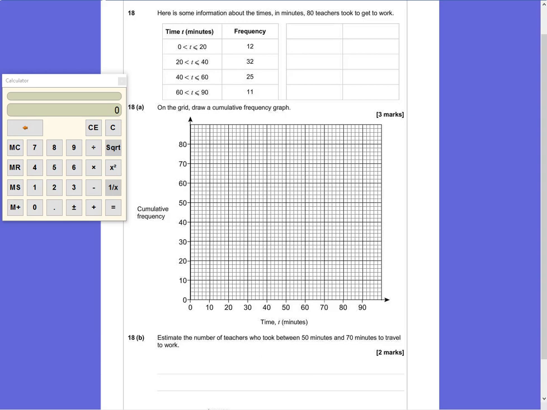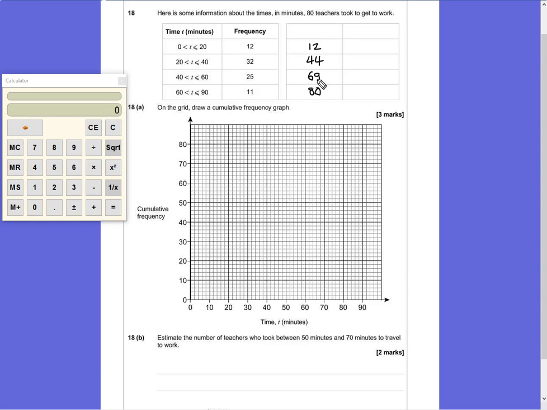Assuming that you start with 0, our first block here between 0 to 20 finishes with 12 people. In the next block, moving up to 40 minutes, we have 32 people added on, which is 44. What this would mean is that between 0 and 40, we have 44 people. Between 0 and 60, we have to add another 25 people, which moves it to 69. And then between 0 and 90 minutes, we have all 80 teachers.